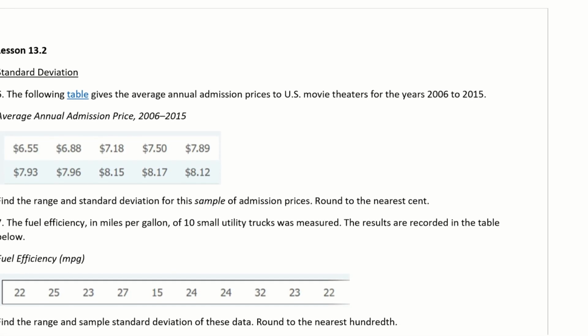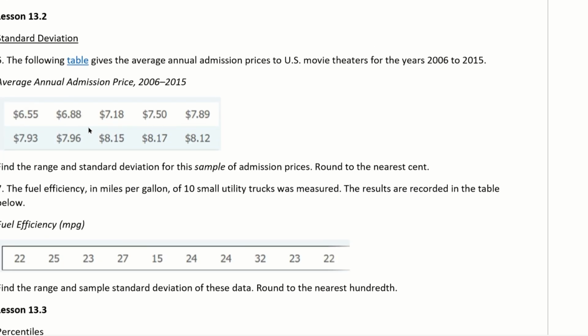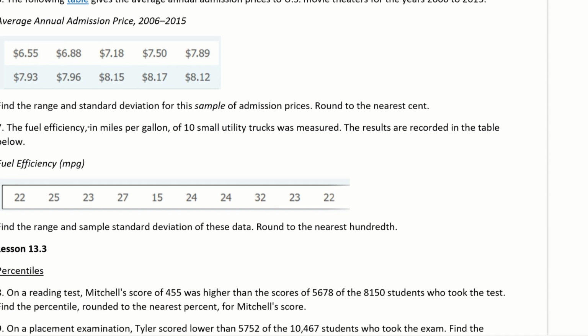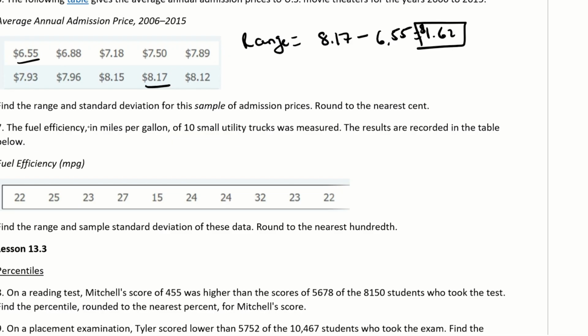Okay, so hopefully that made sense. Now we're looking at the next section, standard deviation. The following table gives the average annual admission prices to U.S. movie theaters for the years 2006 to 2015. They give you the admission prices here. Find the range and standard deviation for this sample. The range is pretty straightforward: you just take the largest minus the smallest. The largest is $8.17 minus $6.55, and that gives you $1.62 for the range.